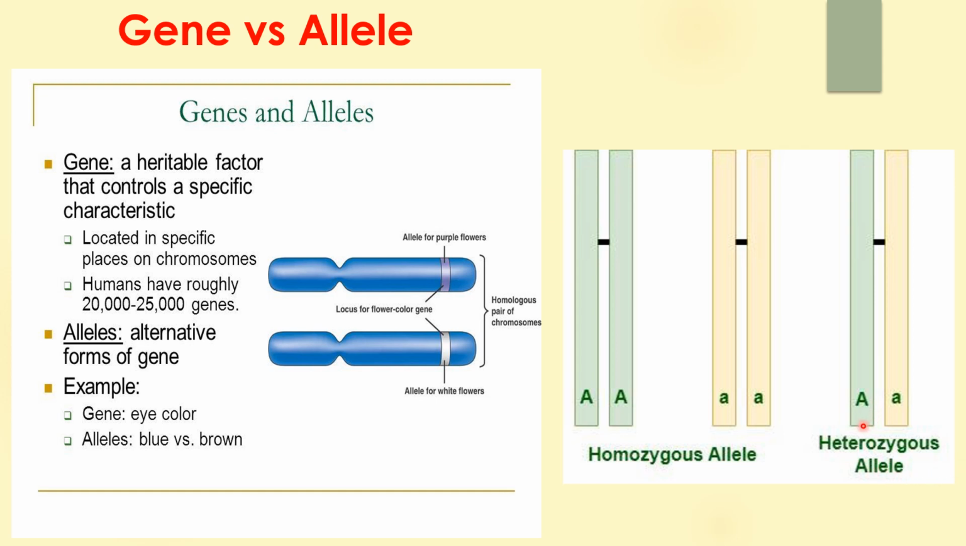That is, capital A may be from father, small a may be from mother. It depends what the skin color will be, for example. If father's gene is expressed, then it will be whatever A represents. And if mother's gene is expressed, it will be whatever small a represents accordingly. So I hope you have understood alleles and genes.